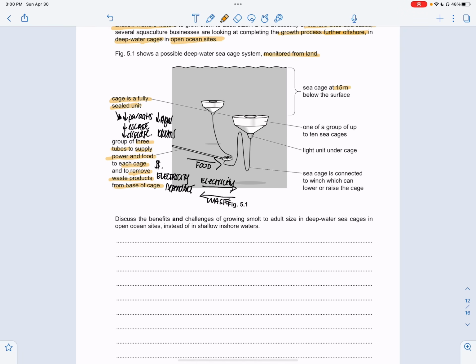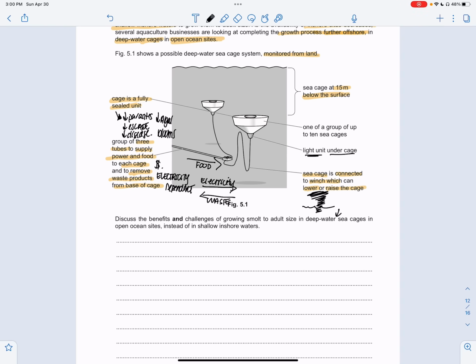The sea cage is at 15 meters below the surface. However, the sea cage is connected to a winch, which will lower or raise the cage. That's really good because if you're in some really bad weather, then you can also move them further down. There's a light unit under the cage that's for the electricity, and that's for boats to avoid running into these, if they are massive ships sinking that deep, which is common.